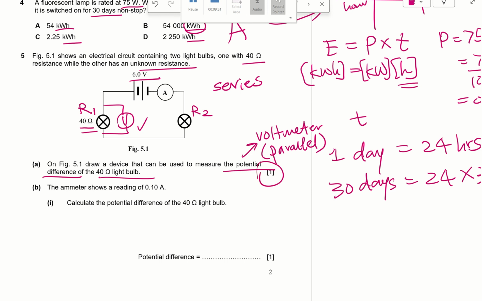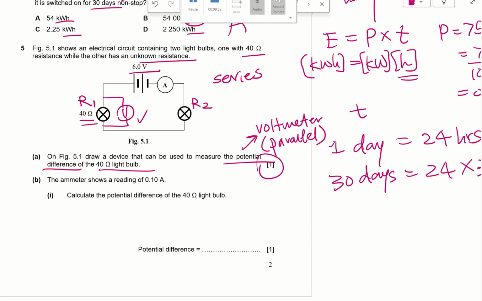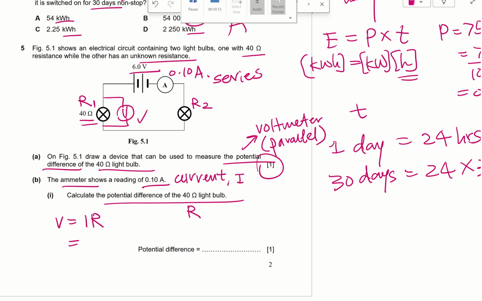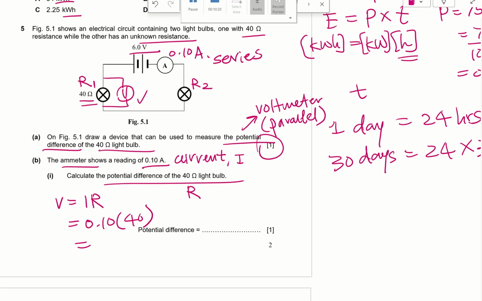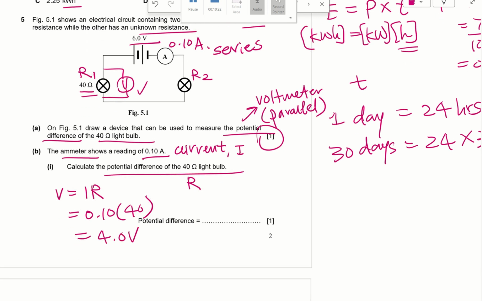There's 1 mark given. Don't miss this out. Now, the ammeter shows a reading of 0.10 ampere. So what does an ammeter measure? It measures current. What is the symbol for current? It is I. So we have our I, which is 0.10 ampere. Calculate the potential difference of the 40 ohm light bulb. 40 ohm is your R. So use the formula V equals IR. The V is unknown. The I is 0.10. The R is 40. So it will be 4 volts.